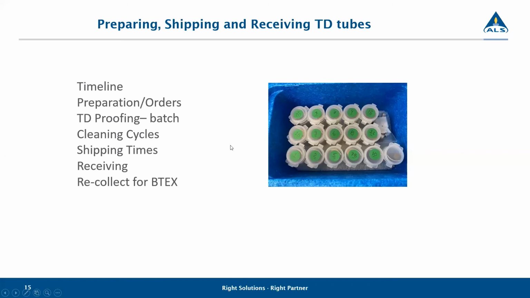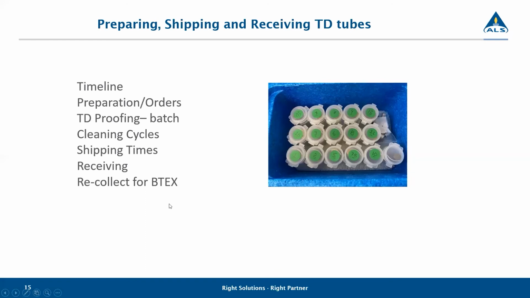So again, timeline isn't as long. We can do them a little quicker. Reporting limits are lower. The cleaning cycles are faster. The shipping times go a little quicker. They're lighter. And when we receive them, we do check them to make sure that everything is intact. They have a serial number on them, and that number is reflected on the outside of the holder that they sit in.